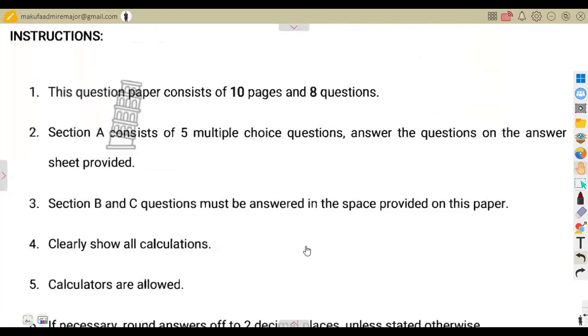So we're not going to waste much time. Let us quickly rush through our instructions. We are given this question paper consists of 10 pages and 8 questions. Section A, 5 multiple choice questions.